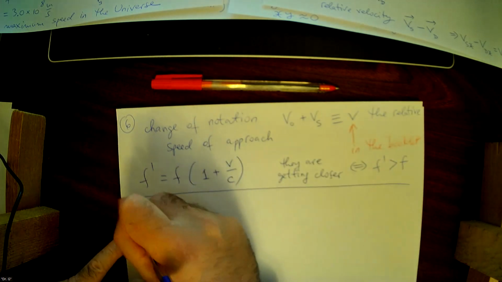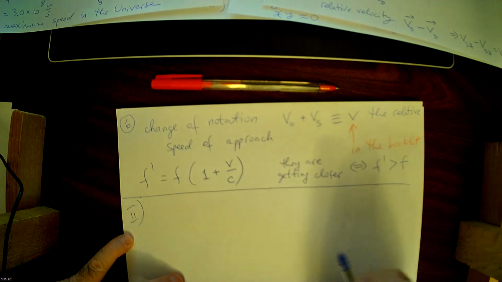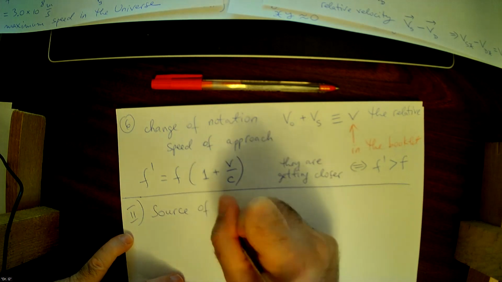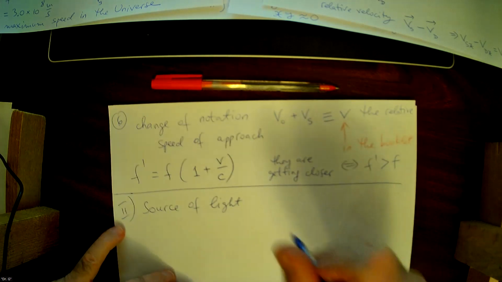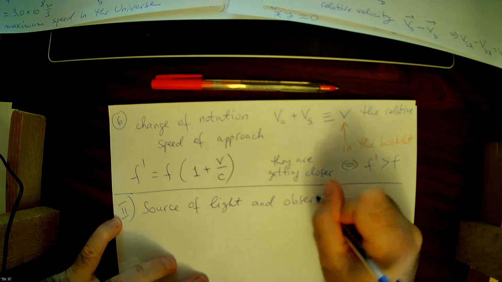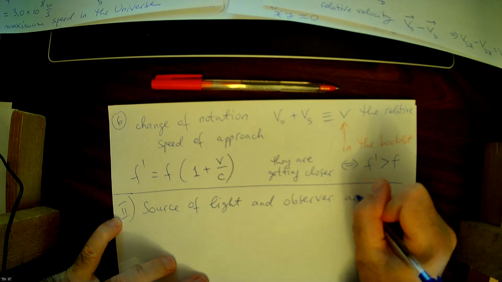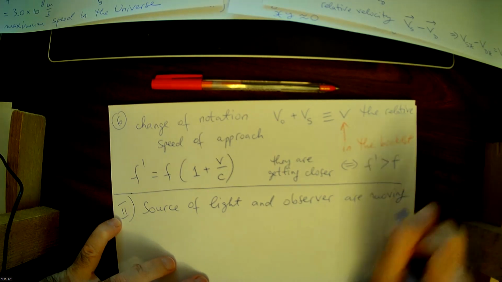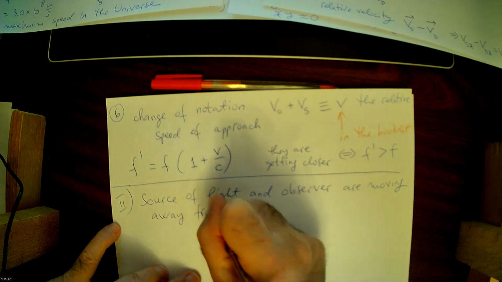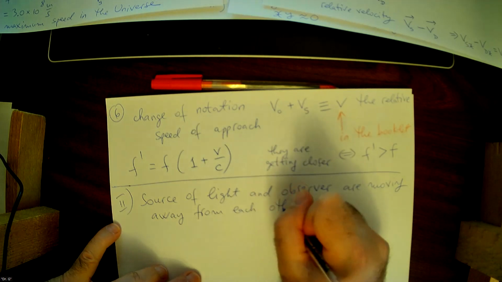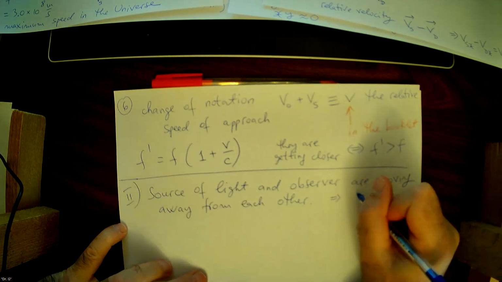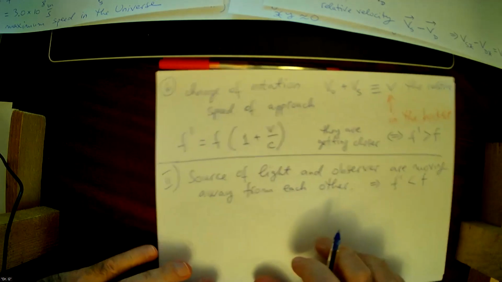Okay, case 2, they are moving away from each other. Source of light and observer are moving away from each other. Okay, that will mean that f prime is less than f.